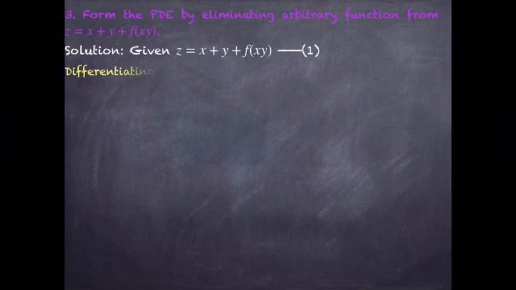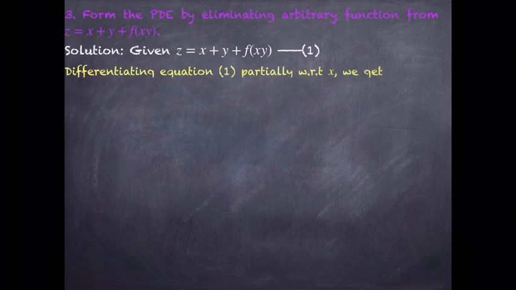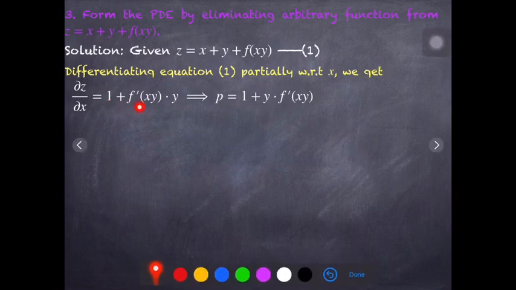Now moving to the next problem. Form the PDE by eliminating the arbitrary function from z is equal to x plus y plus f of xy. Call the given equation as number 1. Differentiating equation number 1 partially with respect to x, we get dou z by dou x is equal to 1 plus f dash of xy into differentiation of x, which is 1, into y as it is. In the previous problem we had the x plus y format, so the second variable vanished, but here x into y is there, so keep the constant as it is. Just assume that you are differentiating 2x like that.